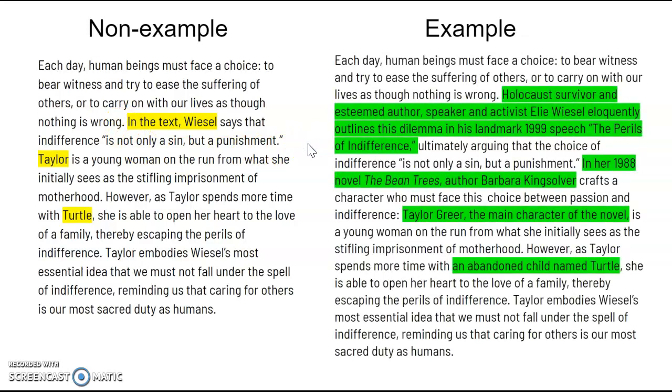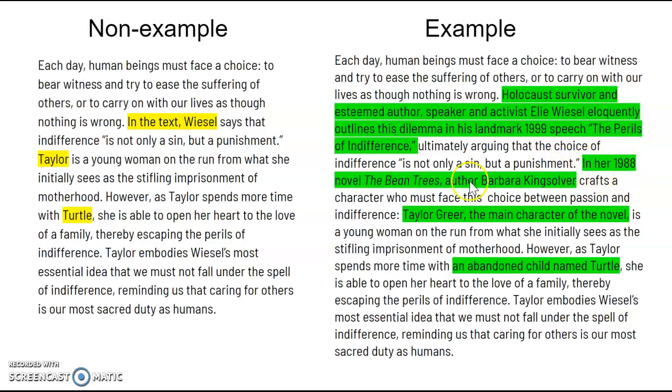In the example, you'll see that the author has added in quite a bit more context in order to give the reader more background information about what we're talking about. "Holocaust survivor and esteemed author, speaker, and activist Elie Wiesel." In this sentence, we understand clearly who Elie Wiesel is. Instead of just saying "in the text," we say "his landmark 1999 speech, The Perils of Indifference." We know what kind of text, when it was published, what the title is.